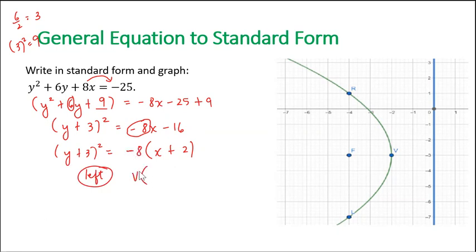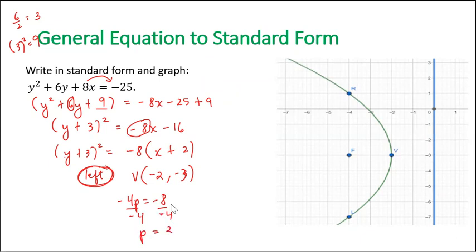So the vertex of this parabola has coordinates negative 2 because this is x minus negative 2. And then the other one, the value of k, will be negative 3 because this can be written as y minus negative 3. And then for the value of t, we need to use negative 4p since the orientation is to the left, and then we equate it to negative 8. So if we divide both sides by negative 4, we get t is equal to positive 2.